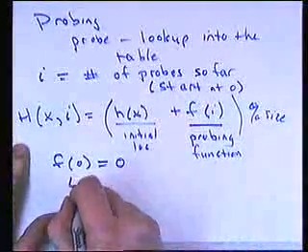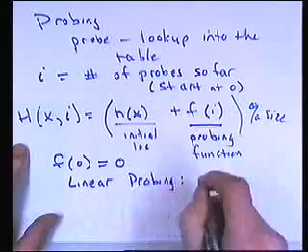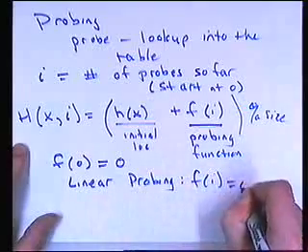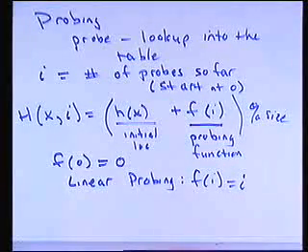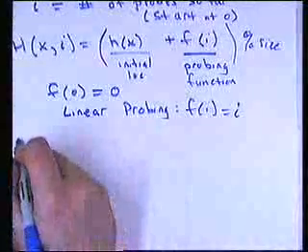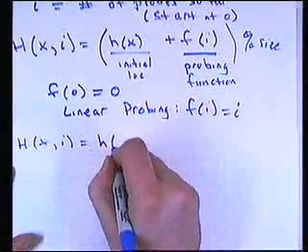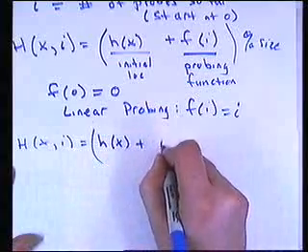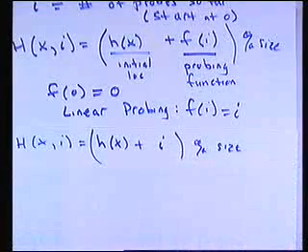One possibility we have here is what is known as linear probing, where we say that f of i equals i, the simplest possible linear function. What this means is that more generally, h of x comma i is going to equal h of x plus i, mod size.